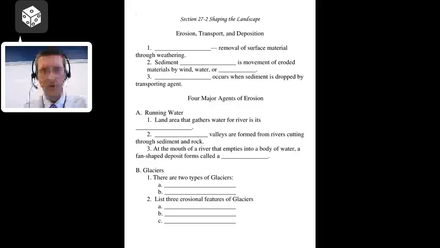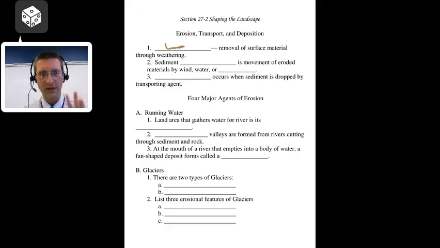They look somewhat like this. Yours are on one page. I've just stretched it out again so we could see it a little clearer. Okay, so the first part of this are just some definitions to some very important terms. For instance, number one here is erosion. Erosion is the removal of surface material through weathering.